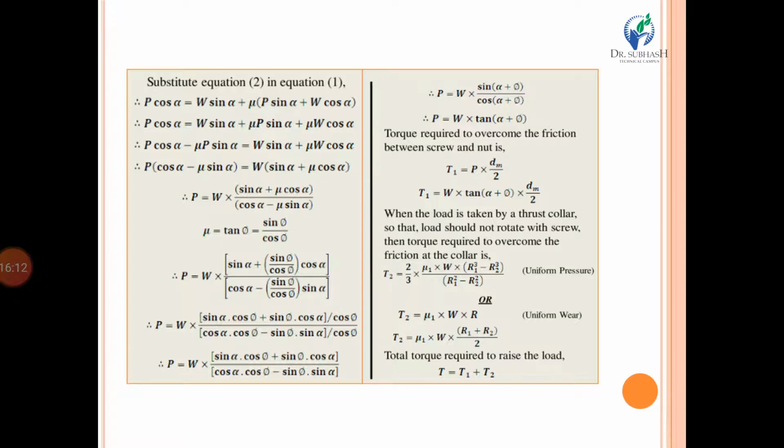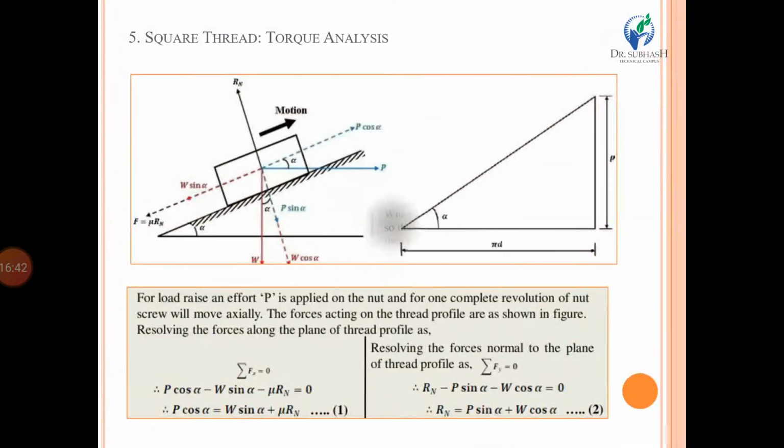Suppose from that equation of effort P you need to calculate the torque, then T, or T1 as specially mentioned, is equal to P into dm by 2. So ultimately torque T1 will be W tan of alpha plus phi into dm by 2. So T1 here is the torque which is only required to overcome thread friction between the nut and screw thread. Now suppose there is a screw jack and a collar is used. Of course the collar is also providing some kind of resistance torque. So for that you need to calculate the torque T2, which overcomes the collar resistance torque offered by the collar.